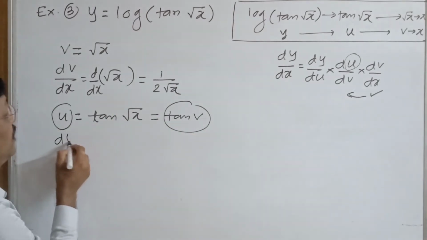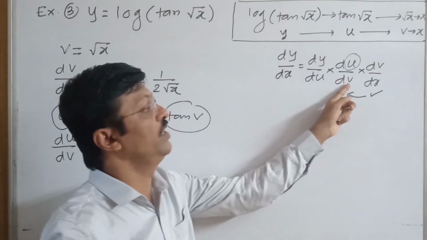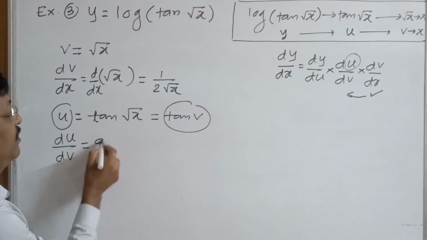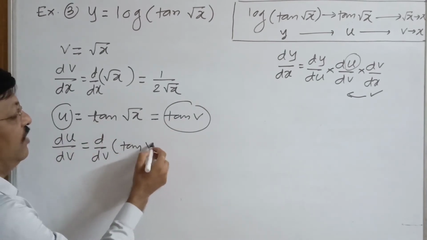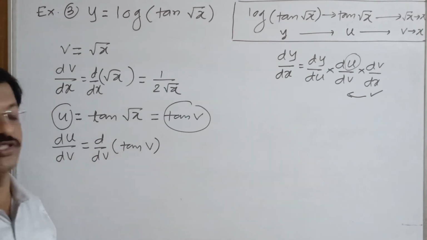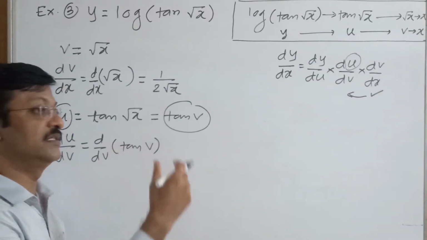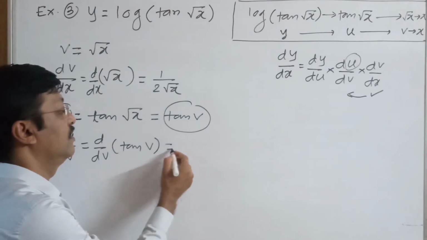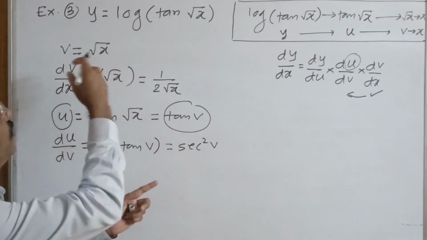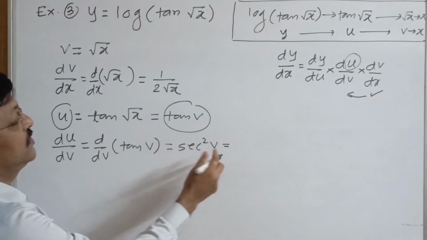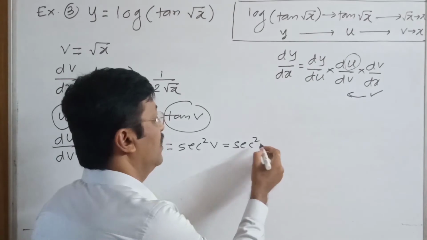So differentiating u with respect to v, because I have to get du by dv. So du by dv is equal to d by dv of u, which is tan v. Here d by dx of tan x is sec square x, so d by dv of tan v will be sec square v. Once you find that derivative, you can get back to your original form. What was v? v is root x. So sec square root x.